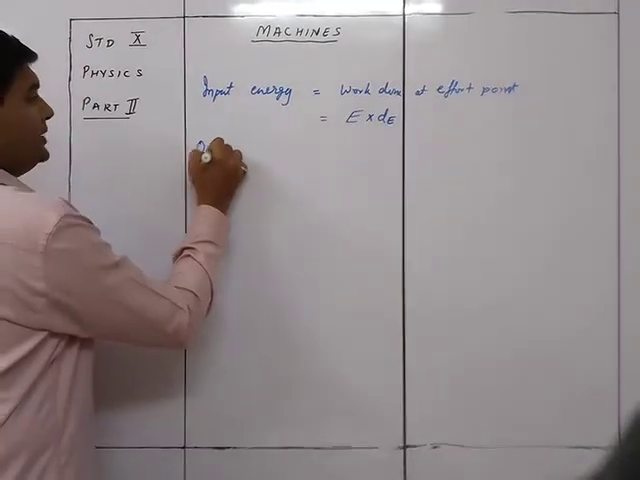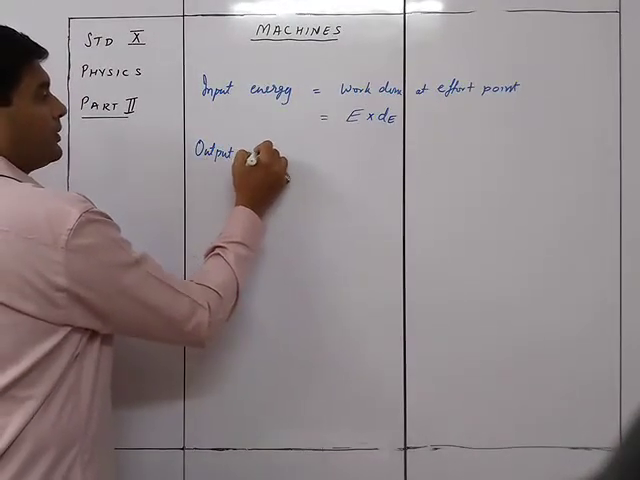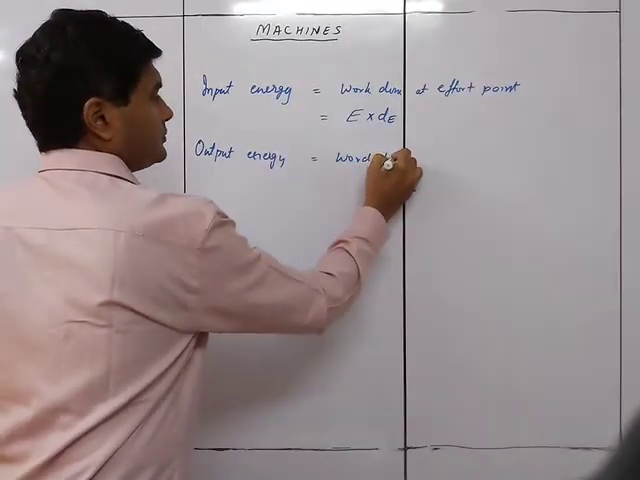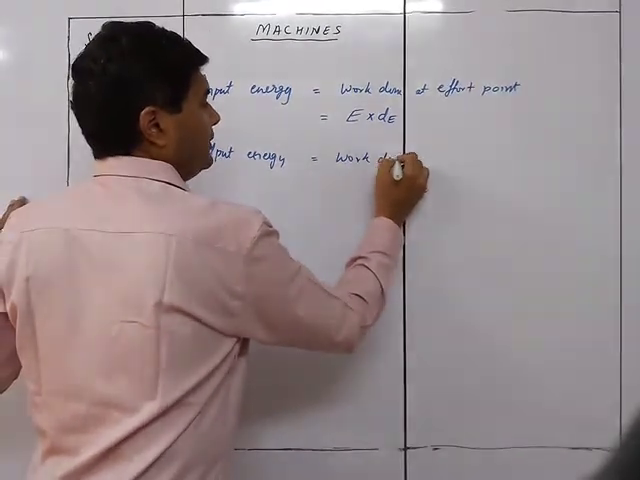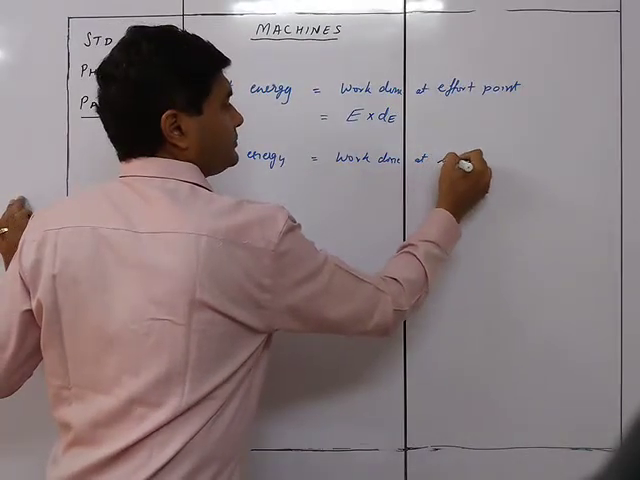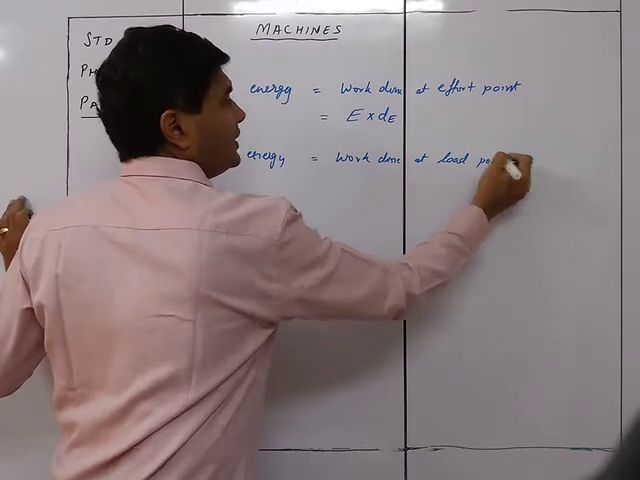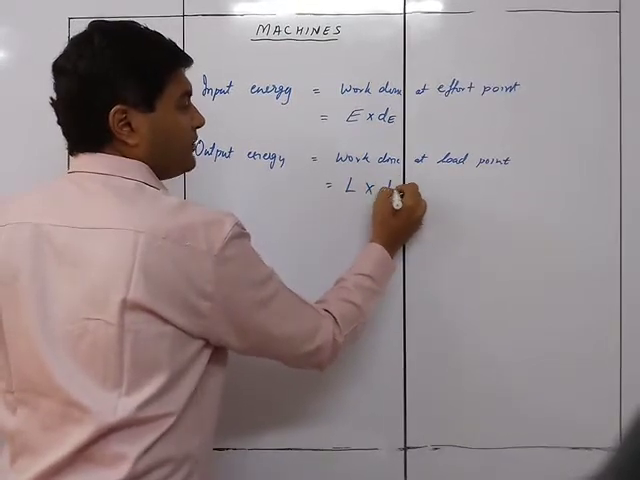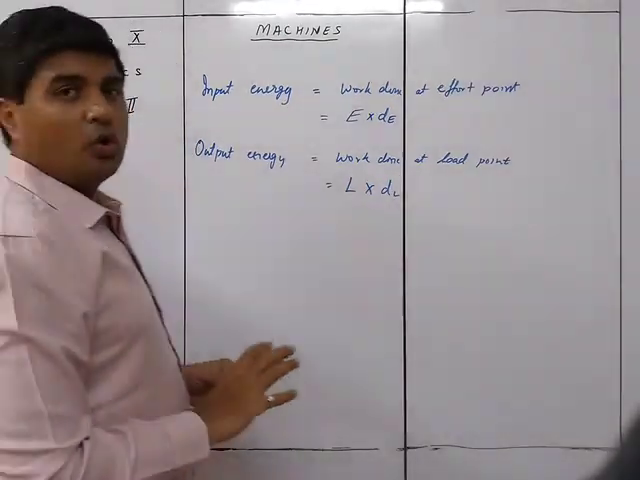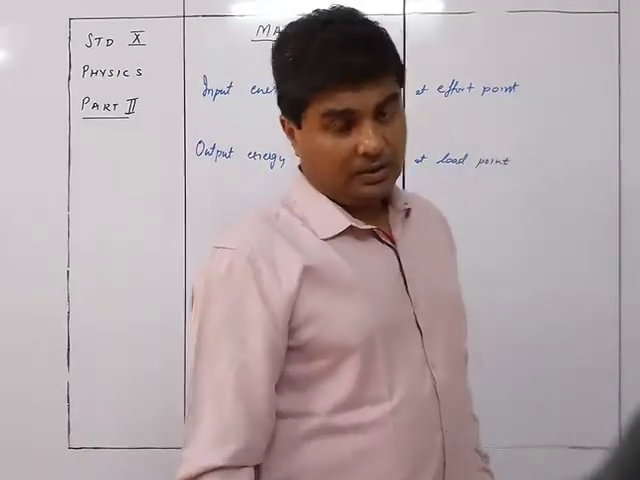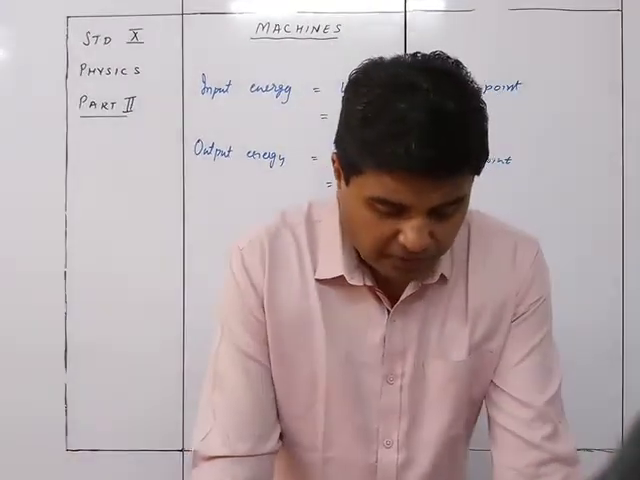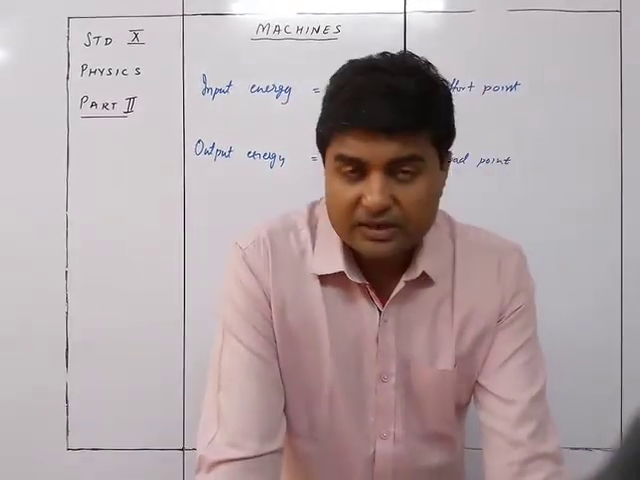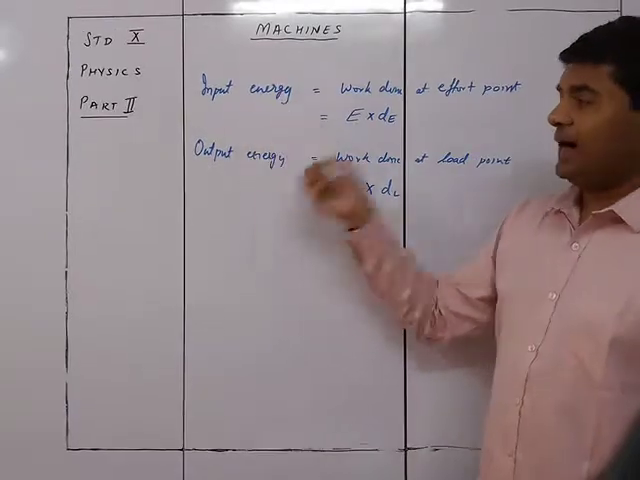Now let's see the output energy. What will be the output energy? Output energy will be, of course, work done at the load point. So at the load point, what is going to happen? This is load into the displacement of the load, that is dL. So load into displacement of the point of application of load is called the output energy. So input energy, output energy.